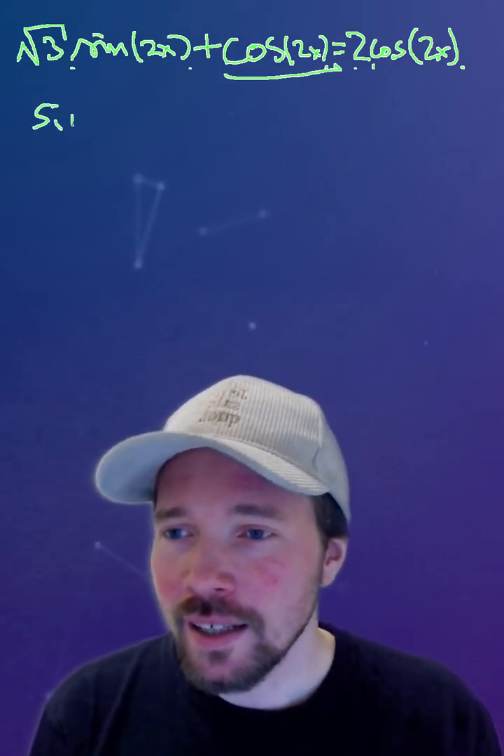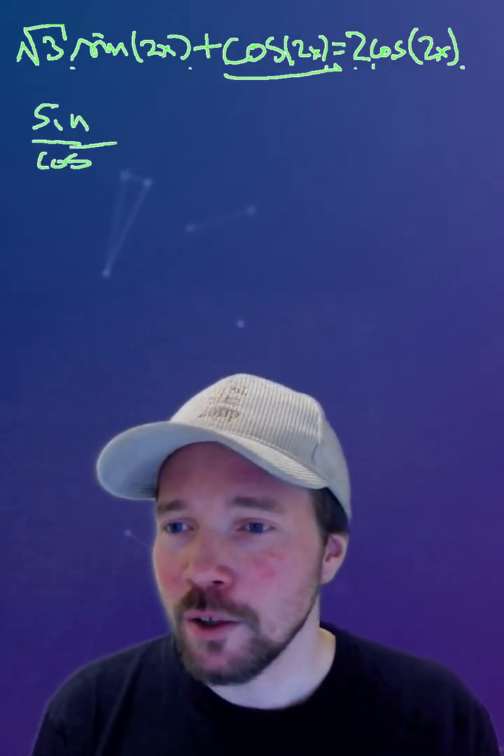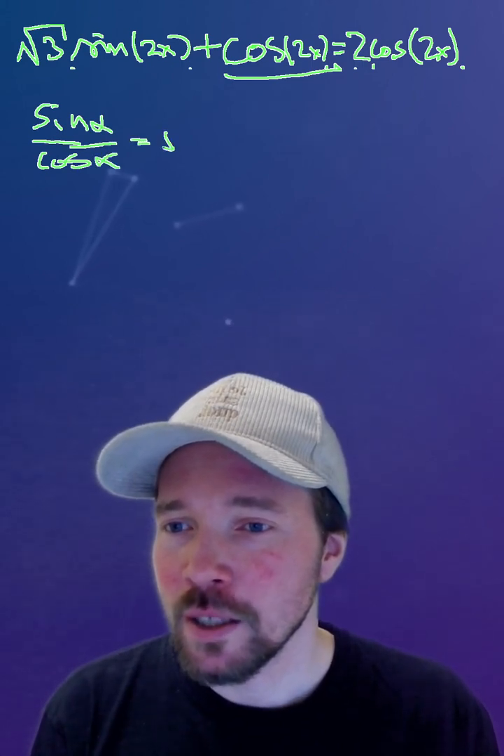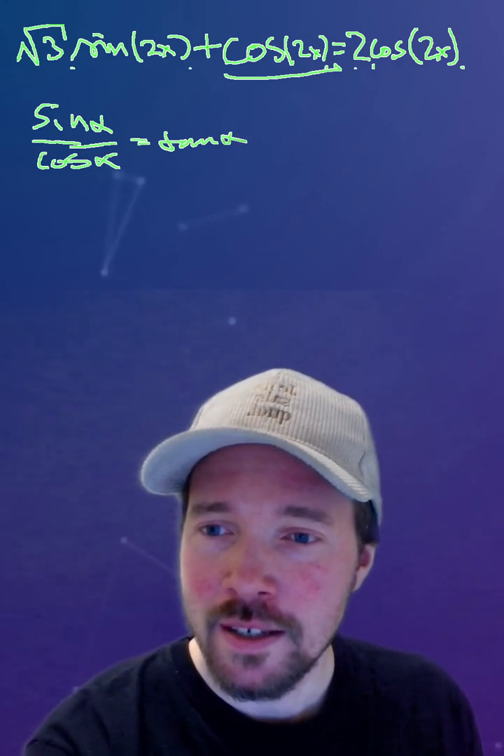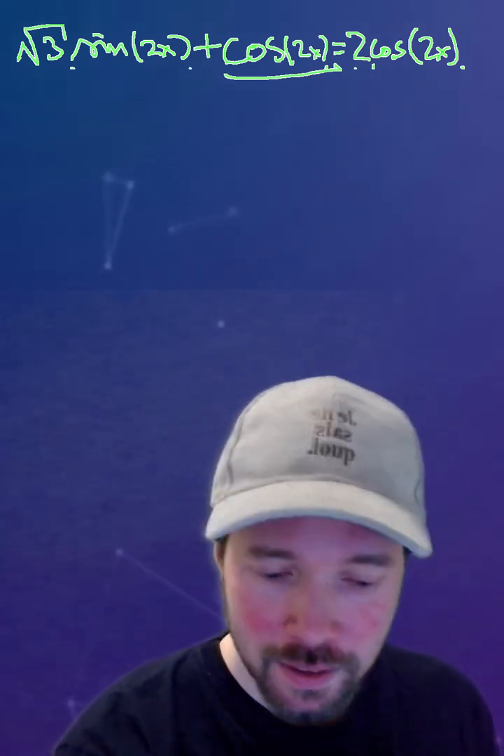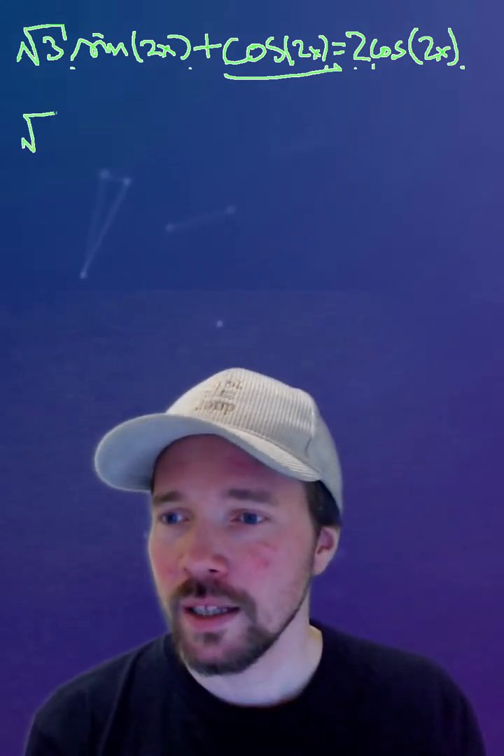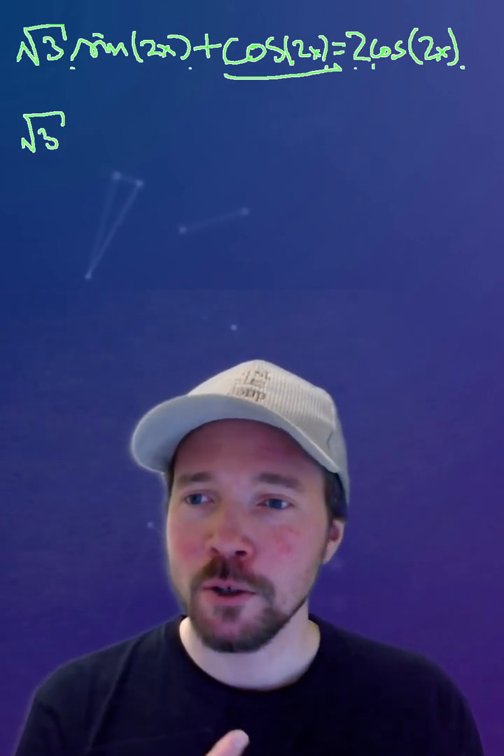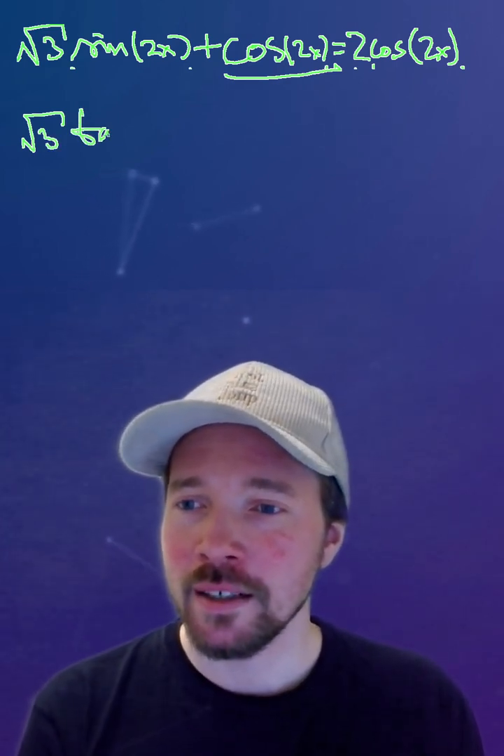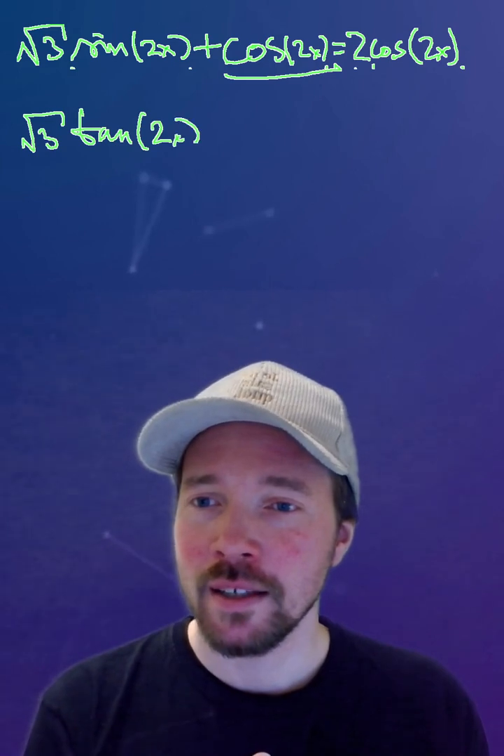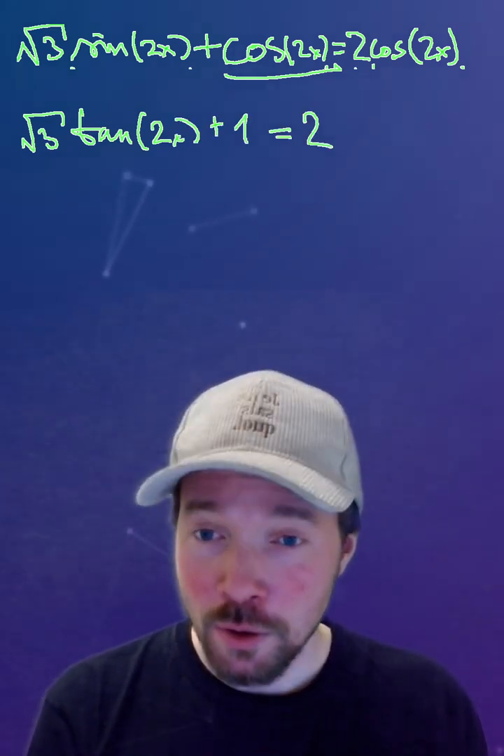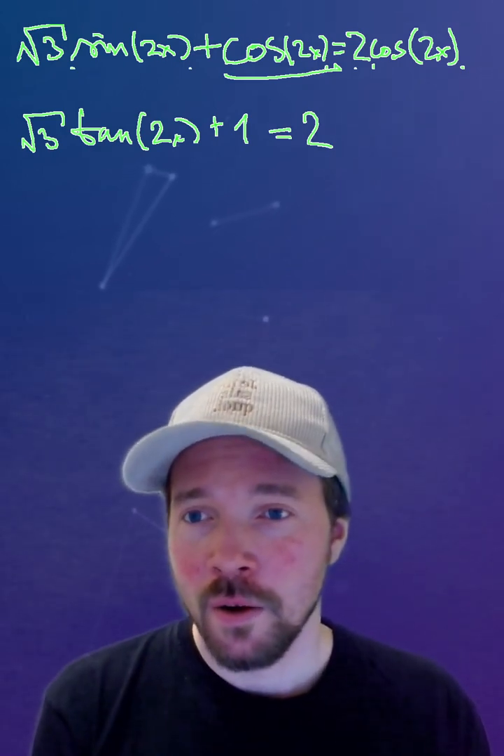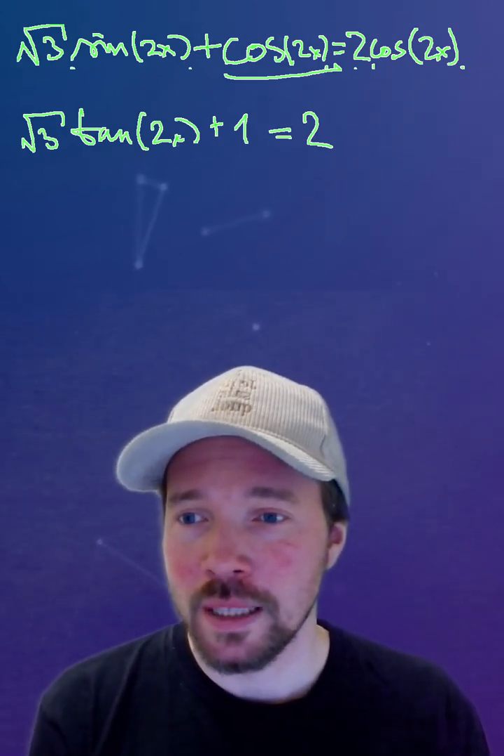Recall that sine divided by cosine of whatever is always tangent. So now using this, we get square root of 3 divided by cosine 2x, so we get tan 2x. Then this is just 1 and this is just 2. Wow. What could be easier than this?